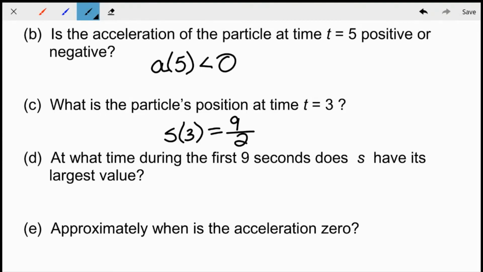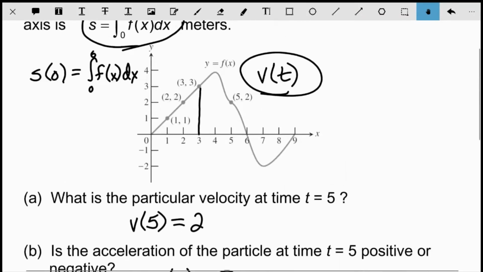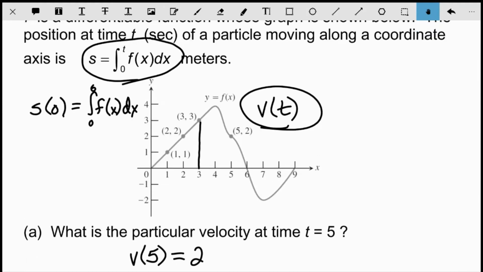D, it says, at what time during the first 9 seconds does the position have its largest value? So even though we're looking at a motion problem, we're still thinking about this in the same way as when we were analyzing the graphs of the function, the derivative, and the second derivative. If I'm looking for a maximum, I need the derivative to be going from positive to negative. And you can see that's happening here at time equal to 6.